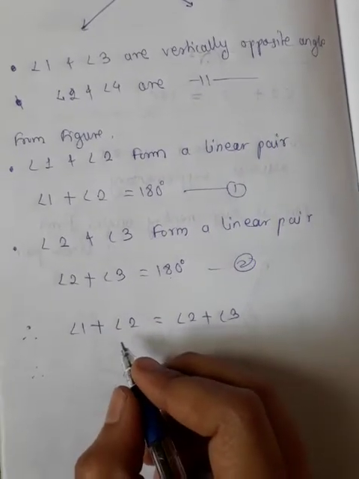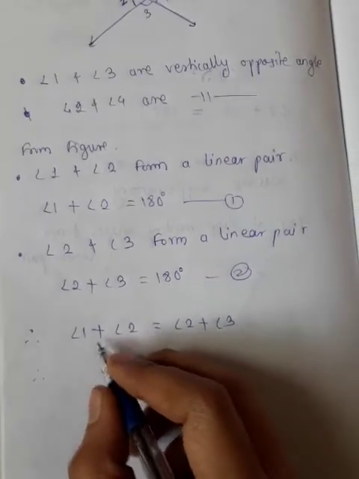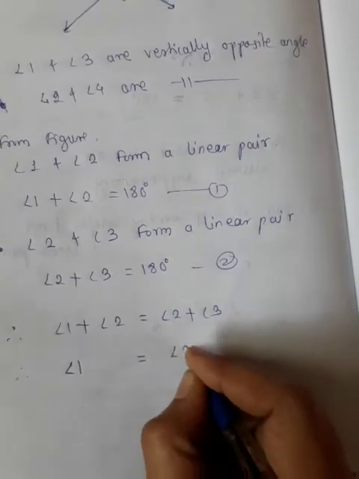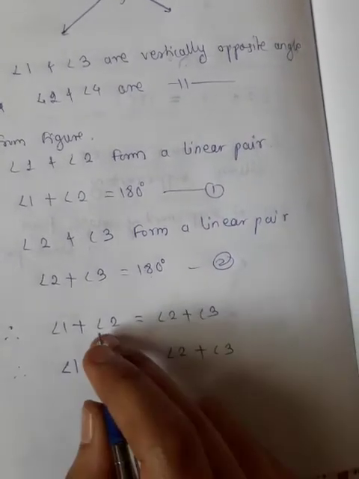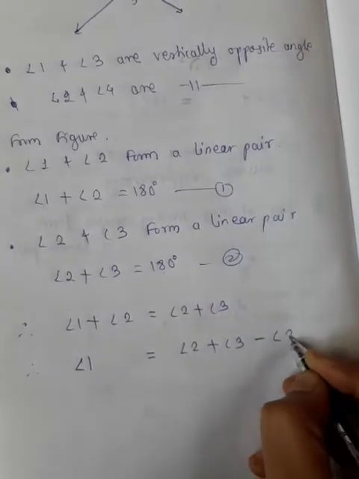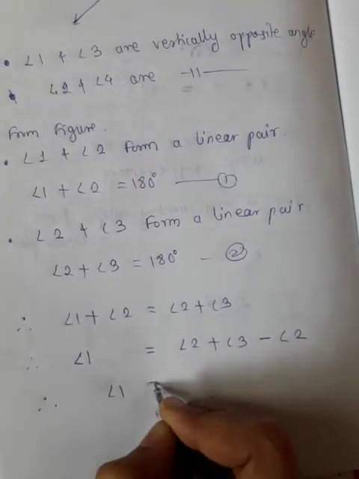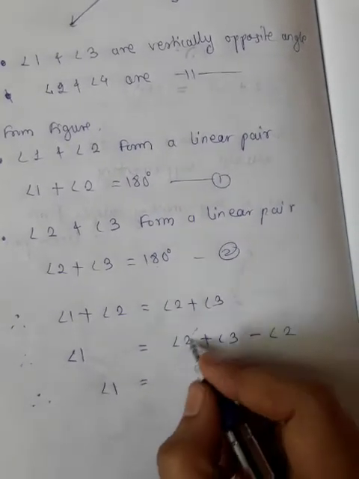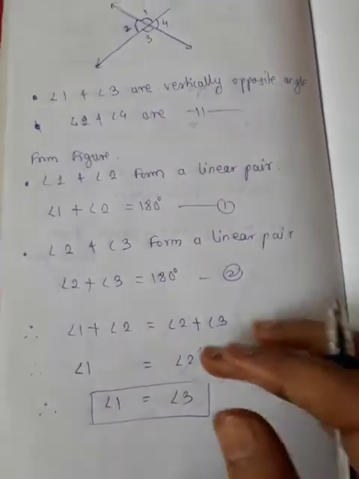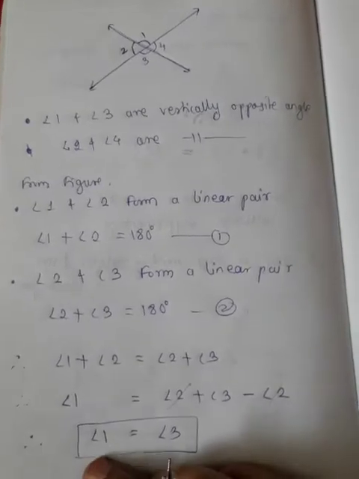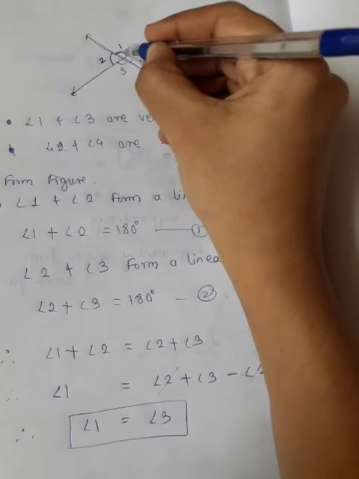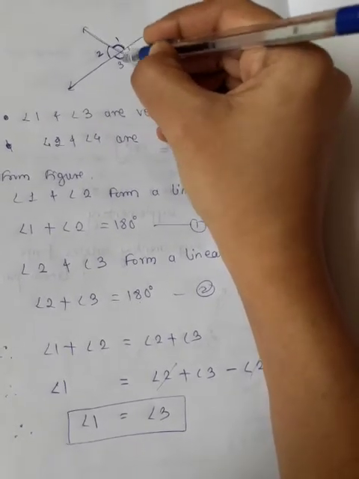Now what we can do is transpose angle 2 to the RHS. So what we will get: angle 1 remains here, and here angle 2 plus angle 3 as it is. When we transpose angle 2 to the RHS, its sign gets changed. Now see, angle 1 is equal to, here angle 2 minus angle 2 gets cancelled, what remains is angle 3. So by observation, we get angle 1 is equal to angle 3, which means these two are equal angles, angle 1 and angle 3 are equal.